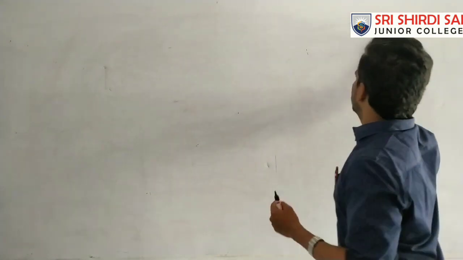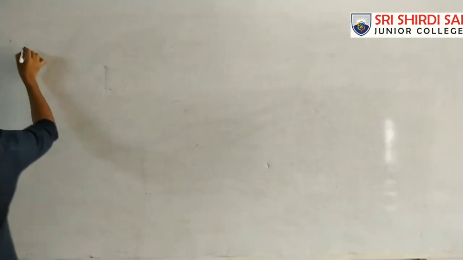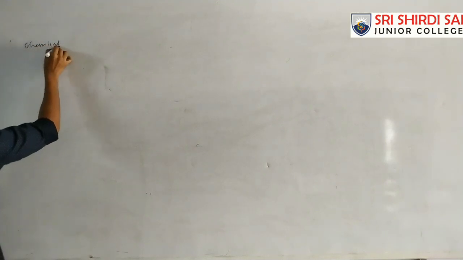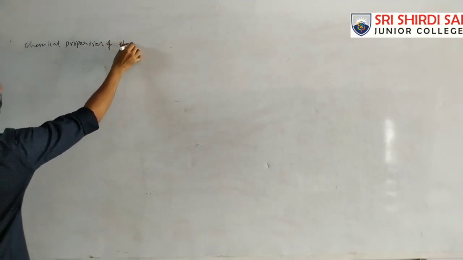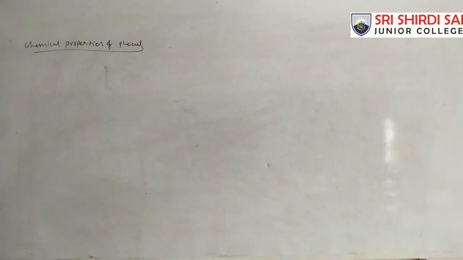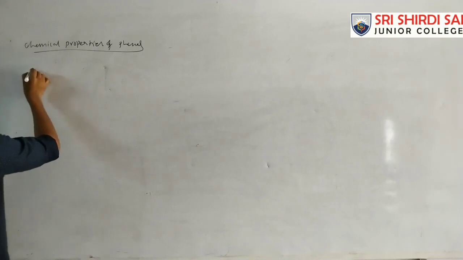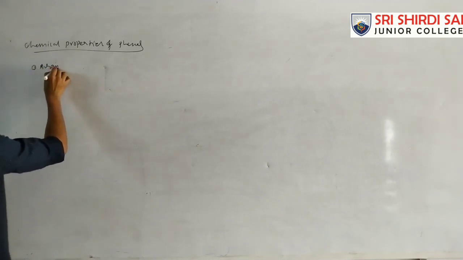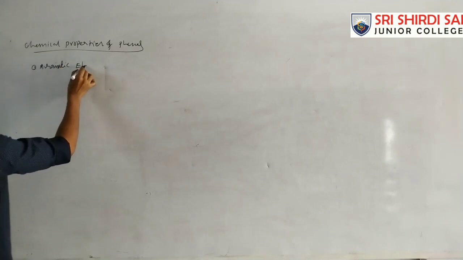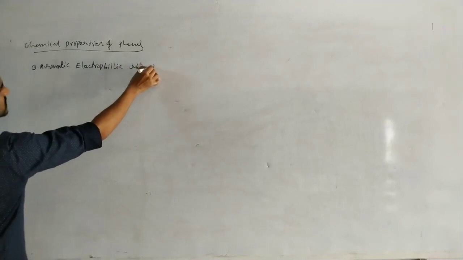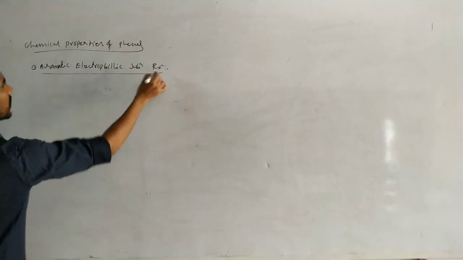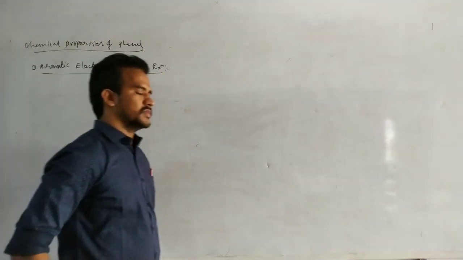Those are the preparation methods of phenol. Now, chemical properties of phenol. First one, aromatic electrophilic substitution reactions.